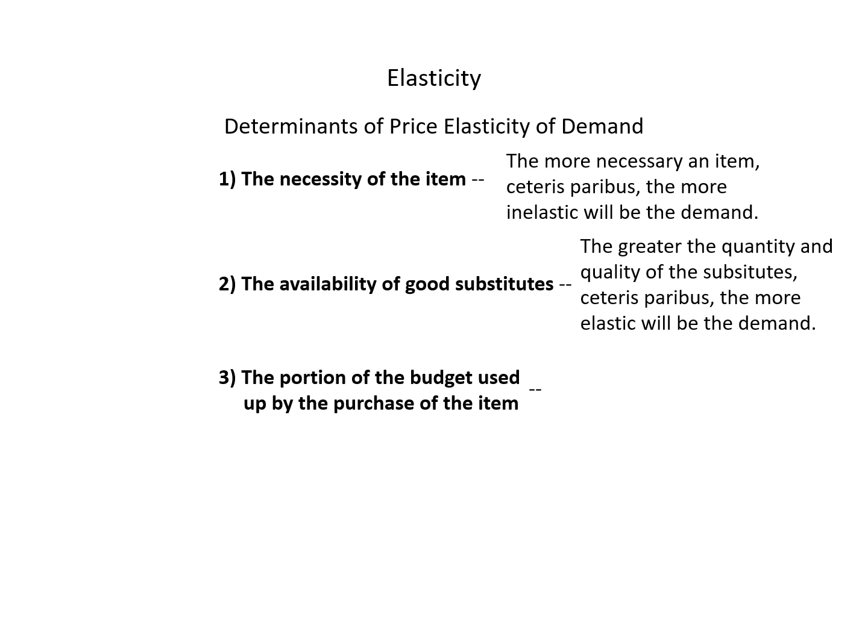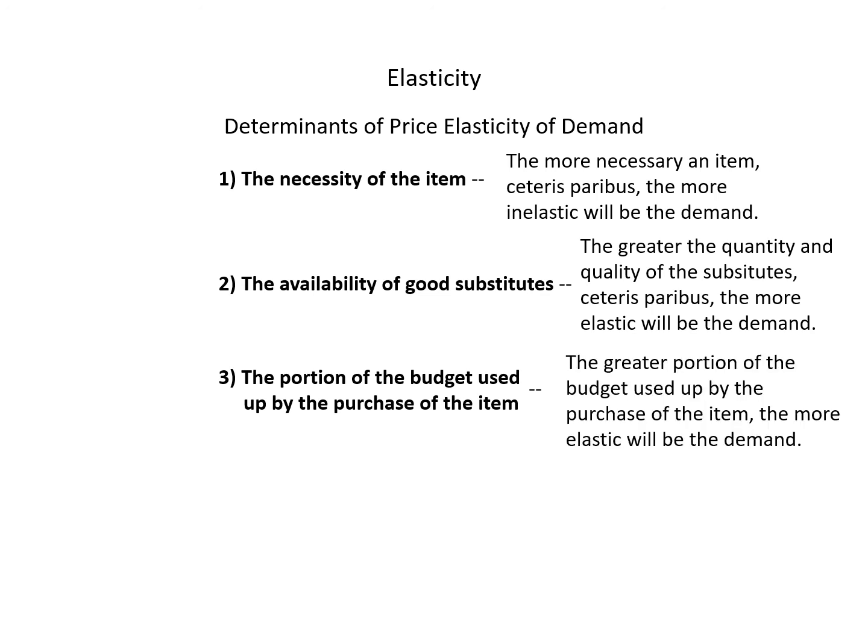On the other hand, consider a house priced at $500,000. If the price rose by only 10%, that would be a $50,000 price increase. This just might indeed cause me to have second thoughts. So it's probably pretty obvious that the greater the portion of the budget that is used up by the purchase of the item, the more elastic will be the demand.